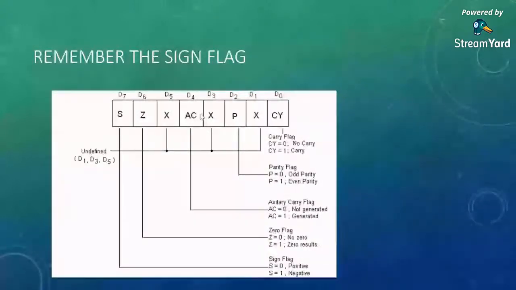Okay, P is parity. It is 1 if it is even parity. If it is 0, then it indicates that the result is odd parity. So finally, we have a carry flag, which indicates that D8, virtually bit D8, results from the carry of D7.